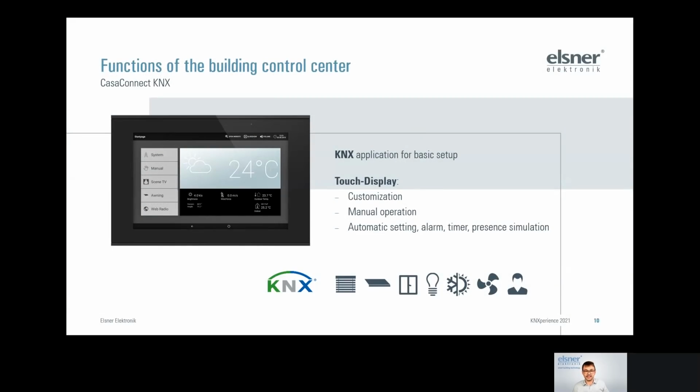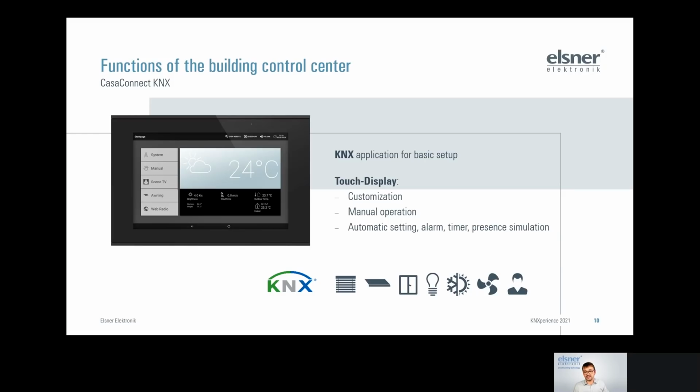Let's talk a bit about the function of the building control center. The CasaConnect itself has the flexibility that the end user can adapt the texts, symbols, and icons himself. Manual operation can also be activated and selected using this button. There is also the option of setting up your own subject areas at any time. As an example, floors, rooms, or even function-related areas.